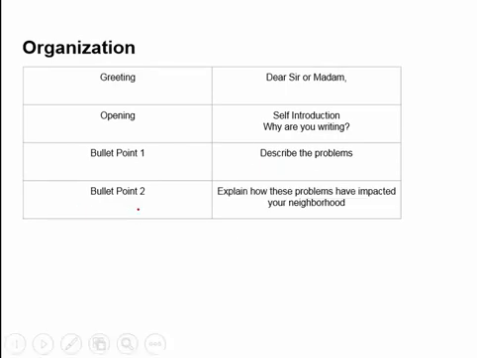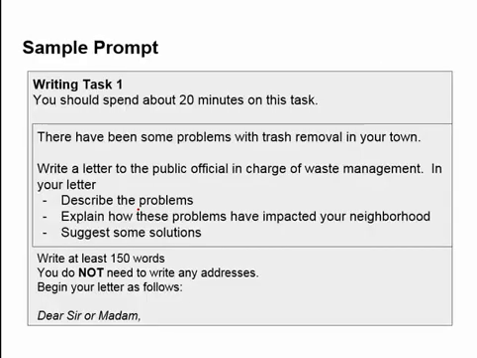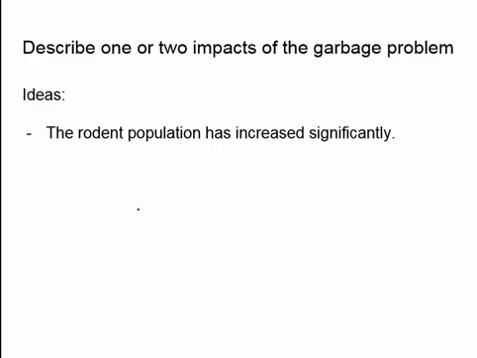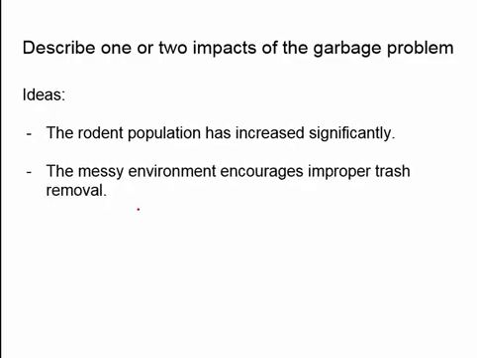For the second bullet point then, the prompt tells us to explain how these problems have impacted the neighborhood. Here it is on the prompt. Again, we just need to make these up. We have to think of something that would make sense in this situation. So, how about some ideas here? We could say something like, the rodent population has increased. Now there are a lot of rats and mice in the neighborhood. Or maybe the problem is the messy environment encourages people to throw trash in the wrong places, so it really makes removal very difficult. You could include one of these ideas or both of them, depending on how much you have to say about it.